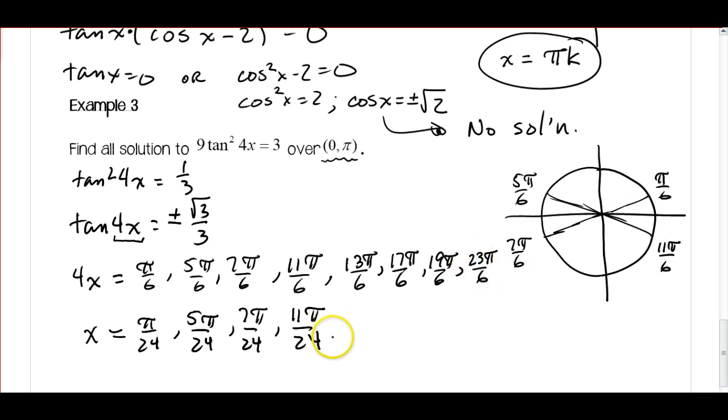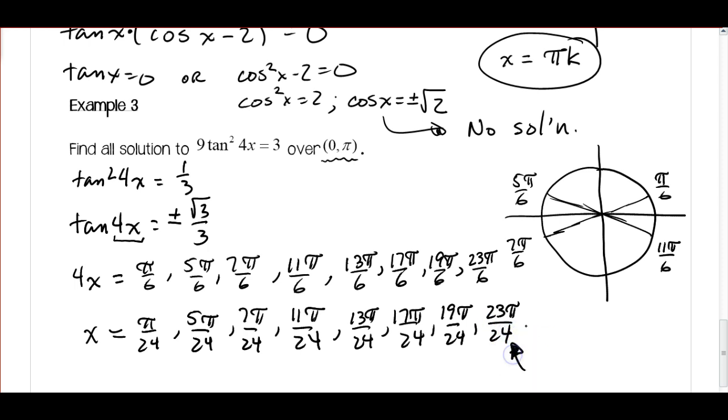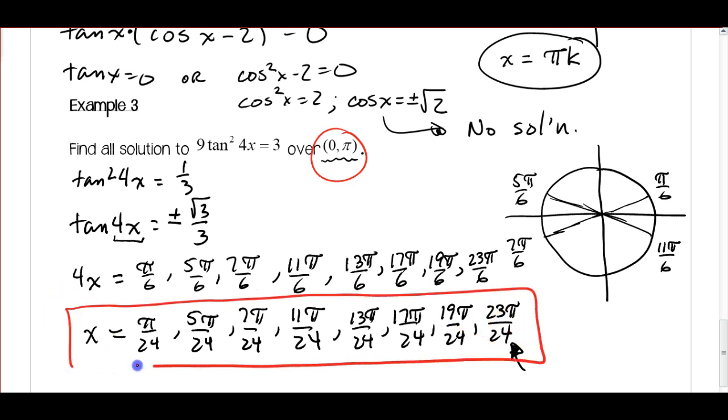So I've got these 4 more, and when I divide those by 4, I'll get 13 pi over 24, 17 pi over 24, 19 pi over 24, and 23 pi over 24. So this one is almost pi. 24 pi over 24 would be pi, and I want the solutions from 0 to pi, so this will be my last solution between 0 and pi. So make sure you pay attention to what you're trying to find so that you get all the solutions. If you only had these 4, you would only have half the answer.